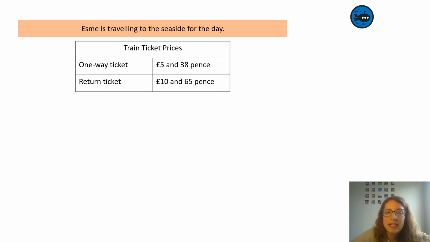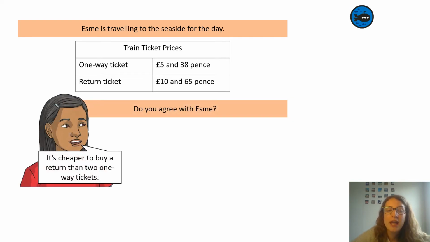Right, Esme is travelling to the seaside for the day. A one-way ticket costs £5.38. A return ticket costs £10.65. Okay, Esme says it's cheaper to buy a return ticket than 2 one-way tickets. So again, we're doing some problem solving here, but remember we're adding and subtracting money.